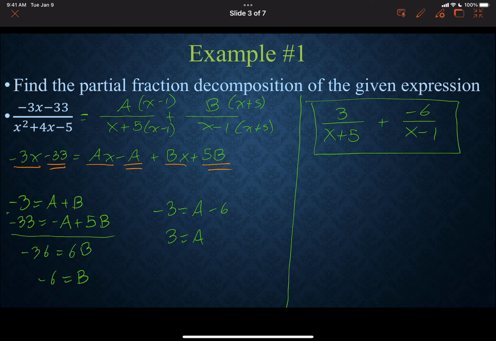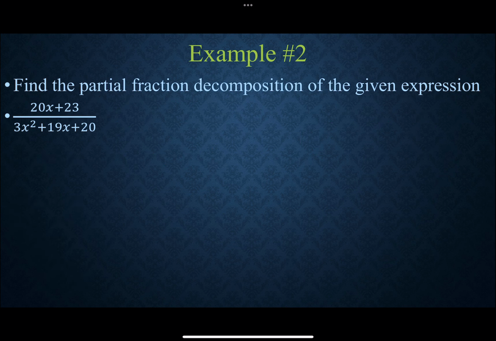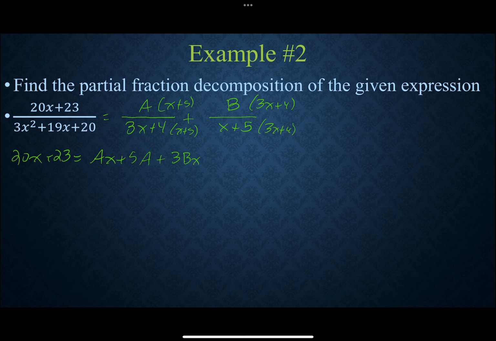So we're just going to do a couple examples with this. Obviously we could have a quadratic that factors a little bit more annoyingly because it's got a number in front of the x squared. That doesn't change the overall process. We find that it factors as 3x plus 4 and x plus 5. We still multiply by the opposite denominator to combine them so I can work with my numerators. So my 20x plus 23 would equal ax plus 5a, and then 3bx plus 4b.